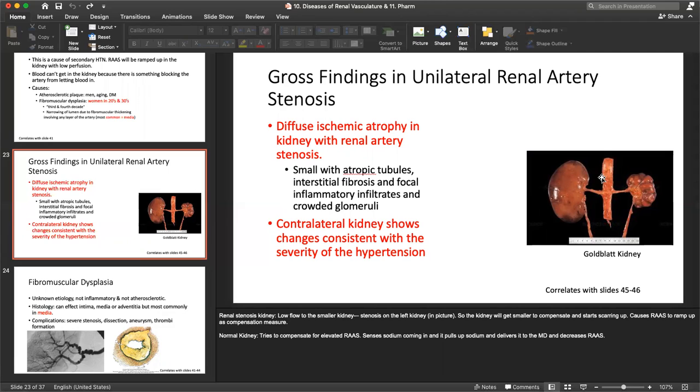And so you'll see that the contralateral kidney shows changes consistent with the severity of hypertension. So there's low blood flow to our smaller kidney with that stenosis, and the kidney gets smaller to compensate and starts scarring. RAS decides to ramp up because it's trying to compensate, and then it starts hurting our normal kidney. That normal kidney senses sodium coming in, and it pulls sodium and delivers it to the macula densa to decrease our RAS. So it does its own mechanism.